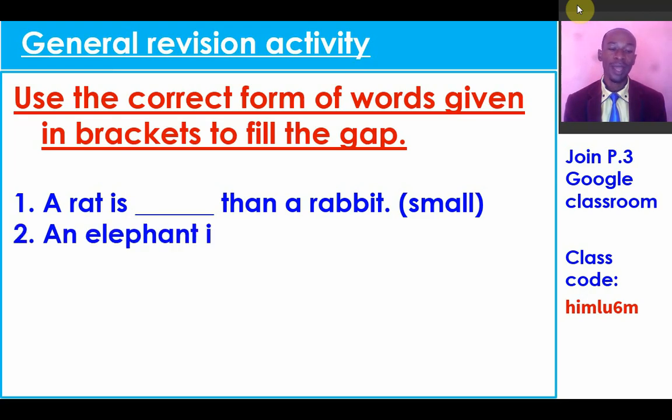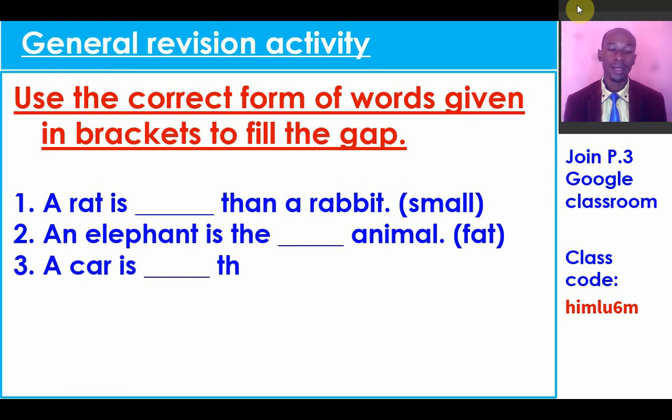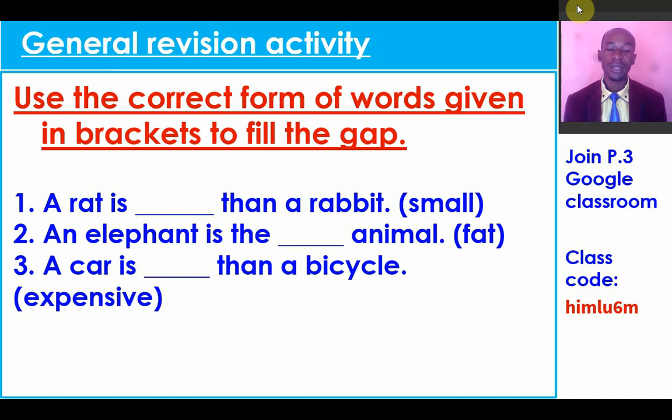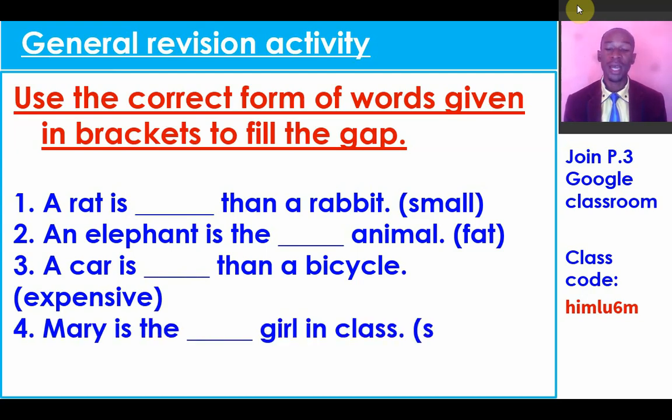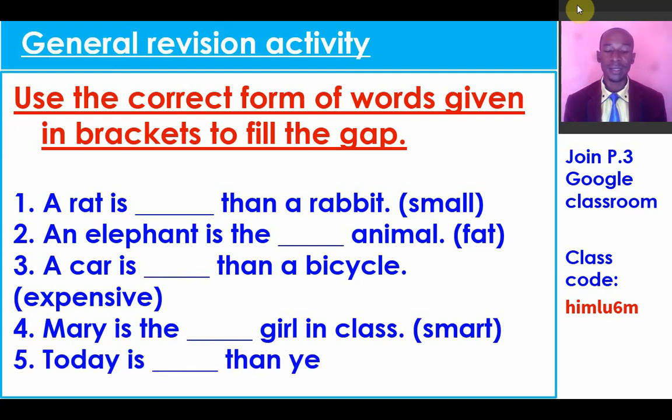Number two, an elephant is the dash animal, in brackets, fat. Number three, a car is dash than a bicycle. Write only the answer. Pause this video, answer question by question. Number four, Mary is the dash girl in class. In brackets, we have the word smart. And finally, today is dash than yesterday. In brackets, we have the word good.